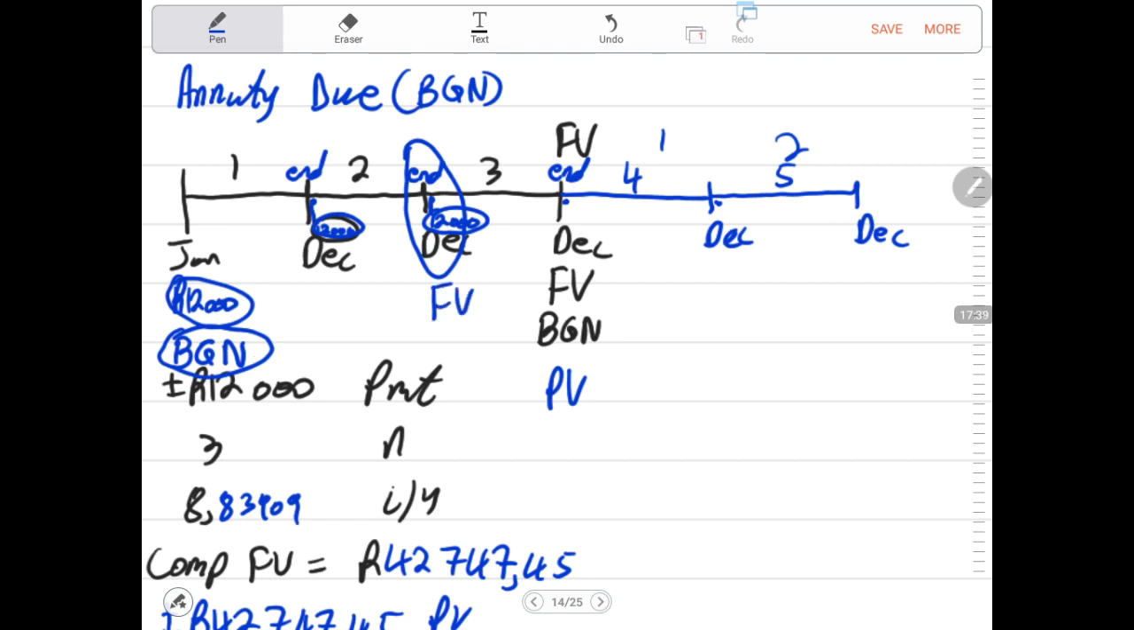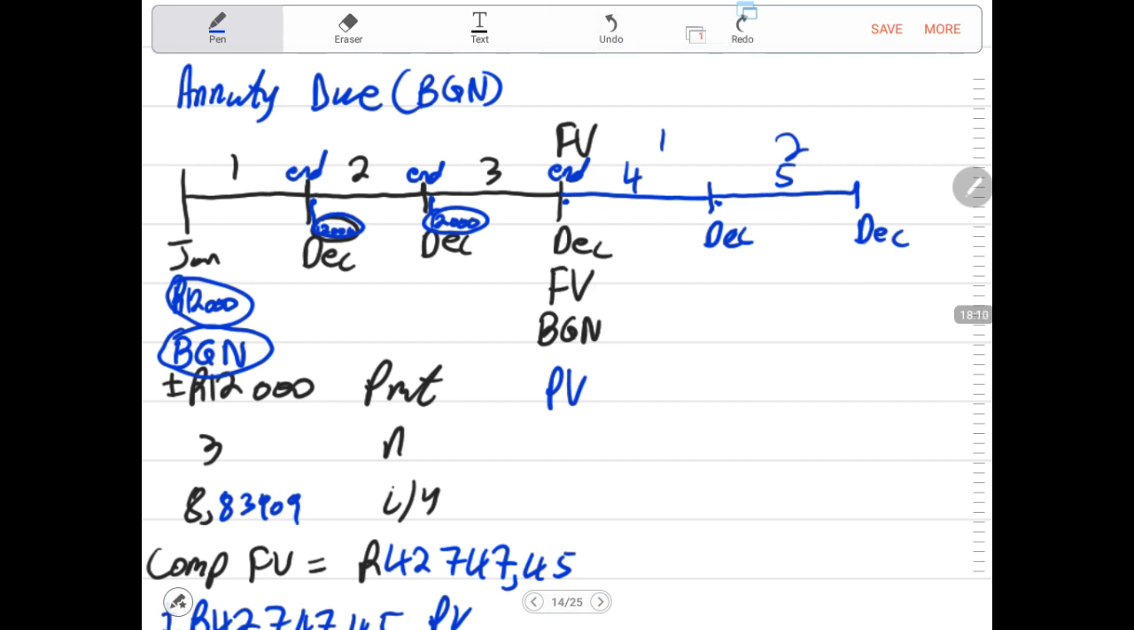But the minute you say BGN, you get the future value at the end of the term, which is a period after the borrowing of the amount was done. That means we get the future value at the end of the term, which in this case is the end of year 3. Then after we accumulate this future value for the next 2 years, that will be the future value after 5 years.